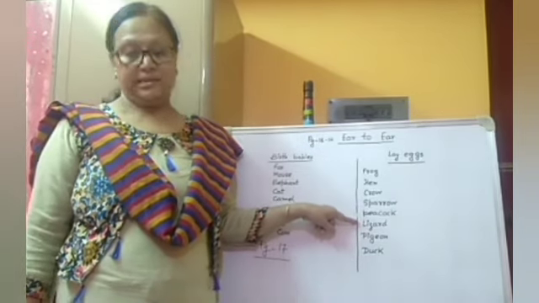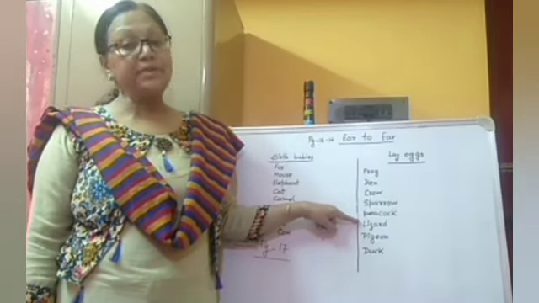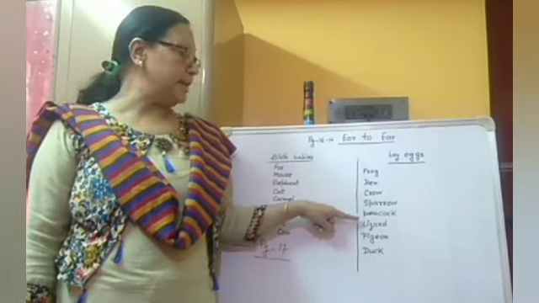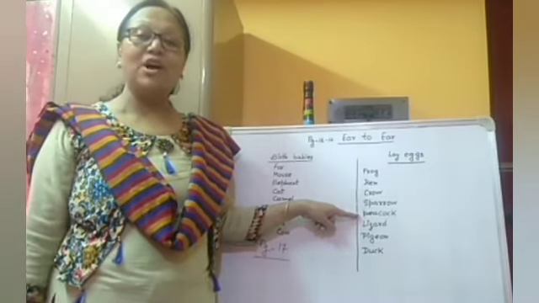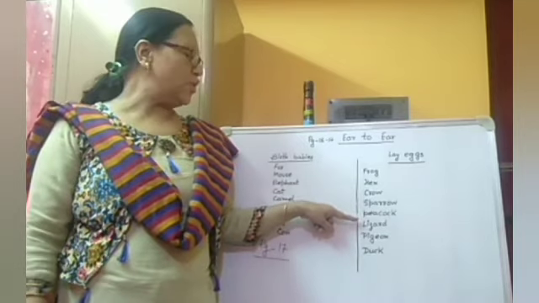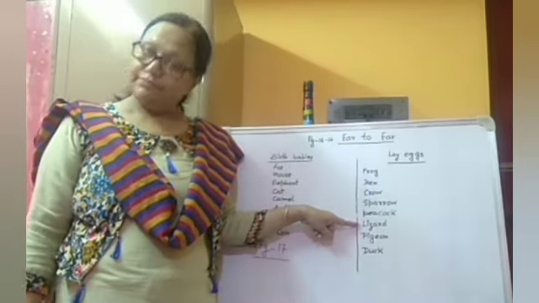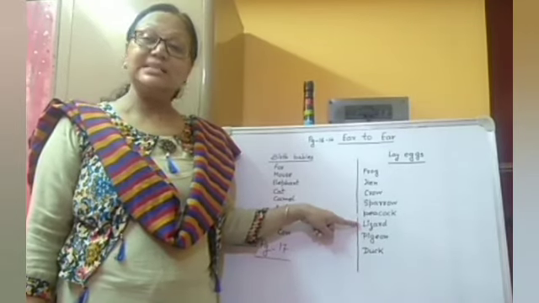Next one is the lizard. Lizard is not a bird. It is a reptile. Why is it a reptile? It has scaly skin and it can climb on the wall. It has padded feet. So it is a type of what? Is it an amphibian? No, it is a reptile.